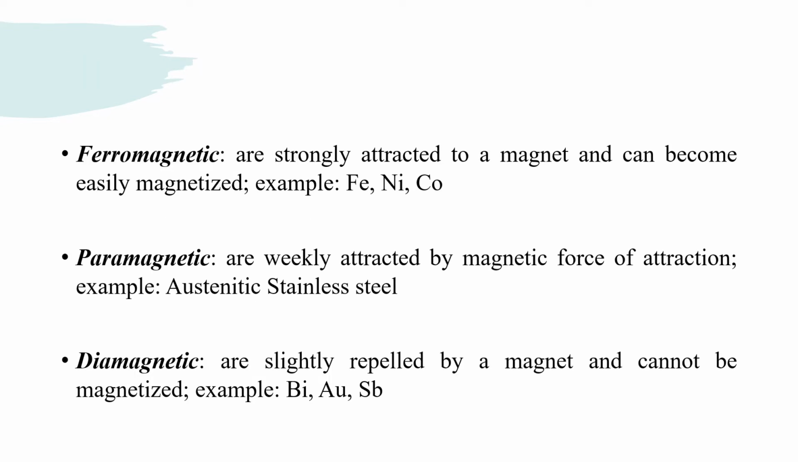After knowing the magnet, the materials are usually classified in three categories: ferromagnetic, paramagnetic, and diamagnetic. Ferromagnetic materials are strongly attracted to a magnet and can become easily magnetized. Examples: iron, nickel, and cobalt.